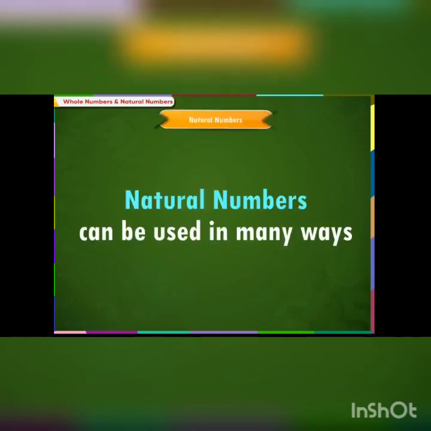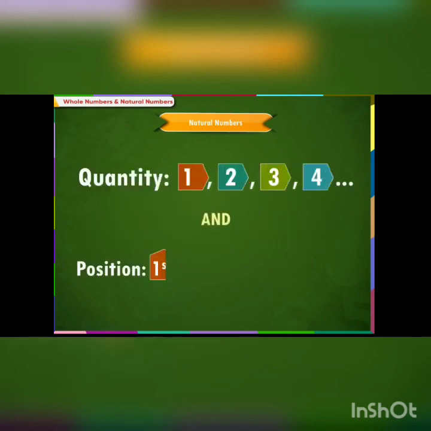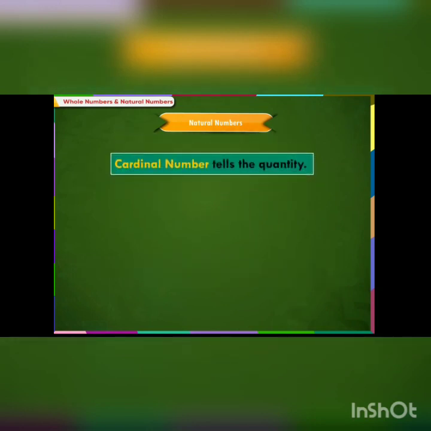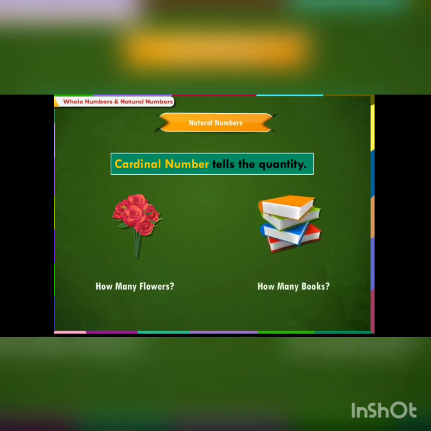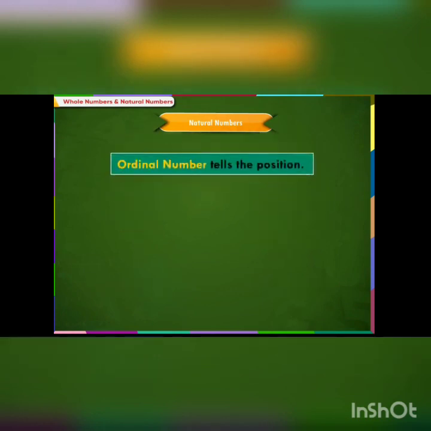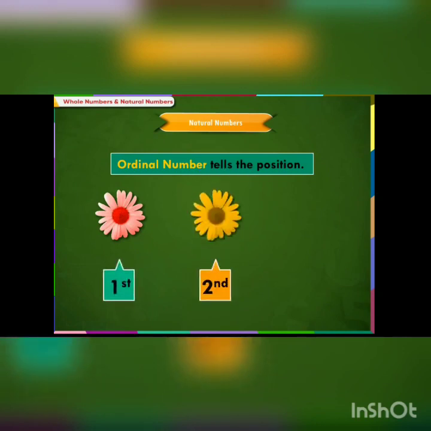Natural numbers can be used in many ways. They can be used to show quantity and position. A cardinal number tells the quantity. It answers the questions how many? For example, how many flowers? How many books? Etc. An ordinal number tells the position of an object in a sequence. For example, the red colored flower is the first. The yellow colored flower is the second. The pink colored flower is the third, and so on.